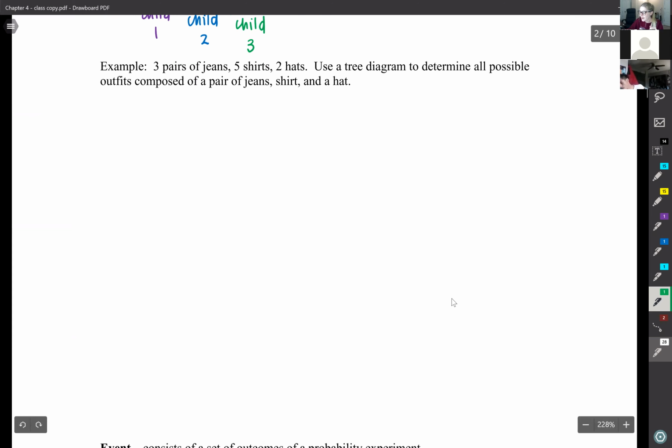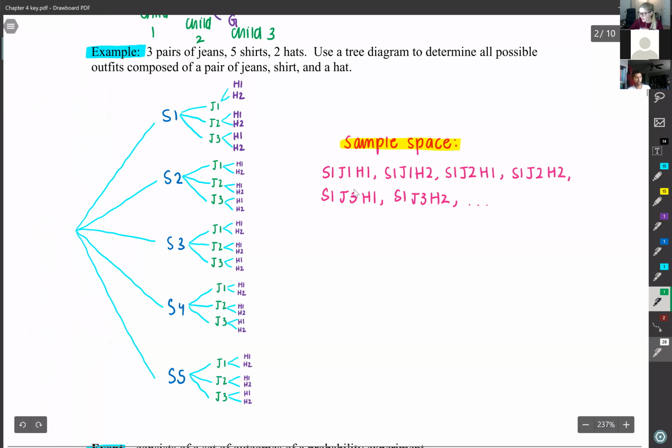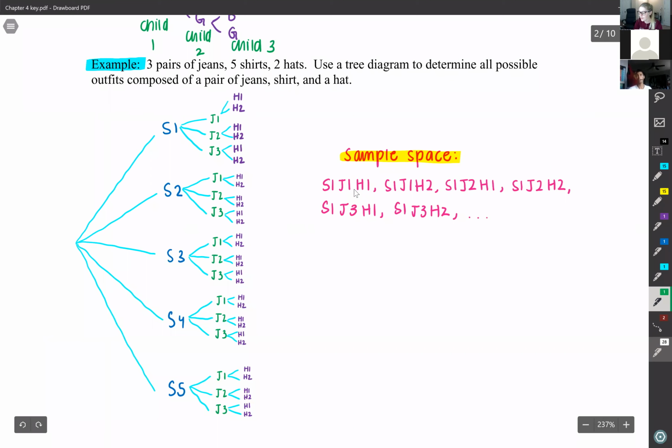So I have a little key for the notes. I'm just going to show you all what the correct version should look like, because I don't want to take the time to draw this thing again. This was my tree diagram here. I started with, first of all, choosing a shirt. For shirts, I just use S's: S1, S2, S3, S4, and S5. And then for each shirt, you can pick a pair of jeans, and you can pick J1, J2, J3.